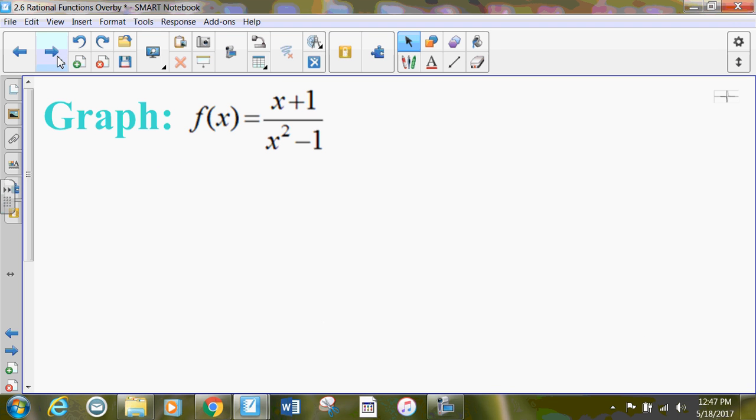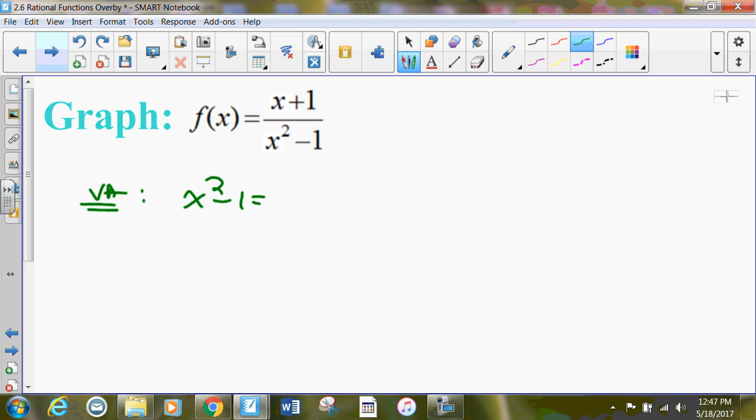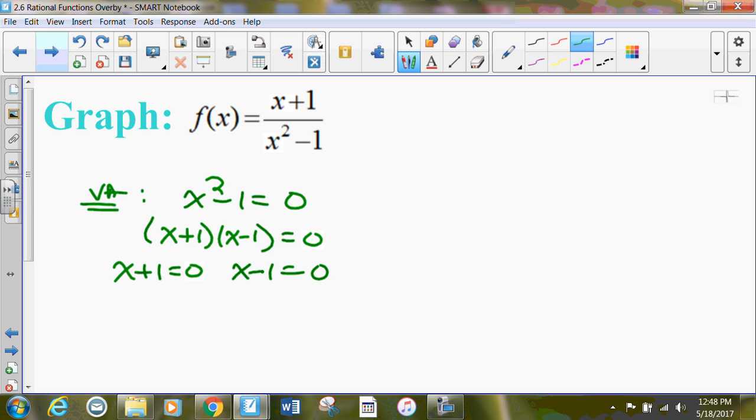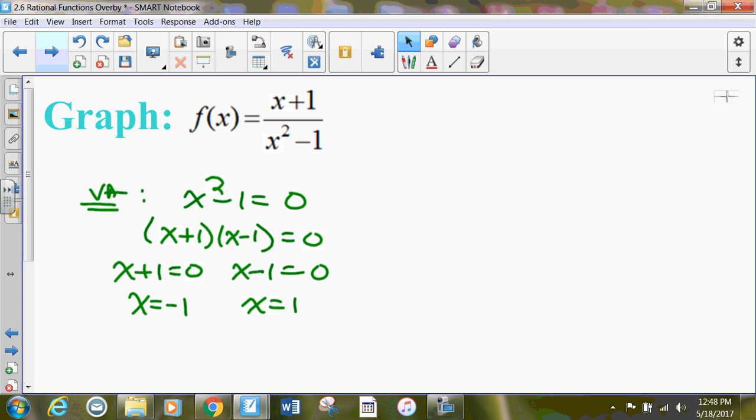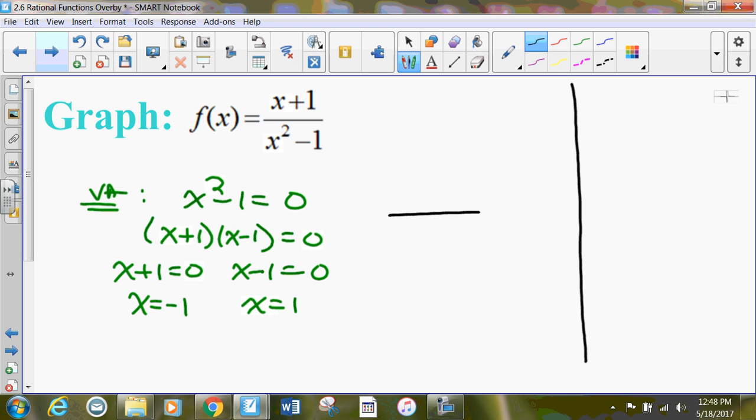All right, so we look at this. We're going to find our vertical asymptotes. We're going to set our denominator equal to 0. We're going to factor this difference of 2 squares and set each one of these equal to 0. And we'll get that x equals -1 and x equals 1. So we think that there are 2 vertical asymptotes, but we were just given a hint in the last slide that says, be careful, you may not end up with as many vertical asymptotes as you think.